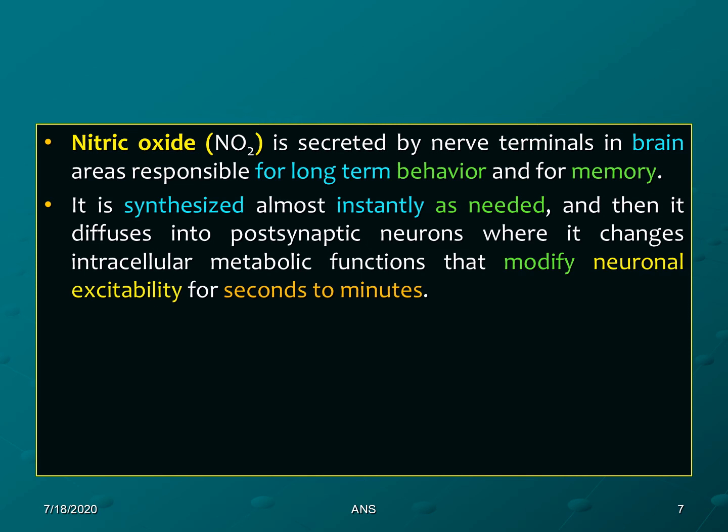It is synthesized there, but almost immediately as per need, instantly as needed. And then it diffuses into postsynaptic neurons, where it changes intracellular metabolic function and modifies the neuronal excitability for a shorter time, for seconds to minutes only. So for the short-term effects on behavior and memory, nitric oxide is important.